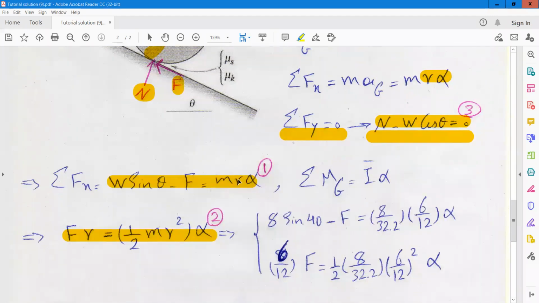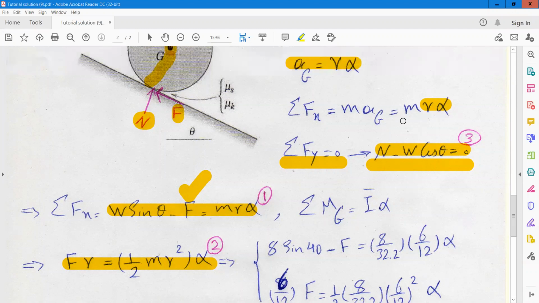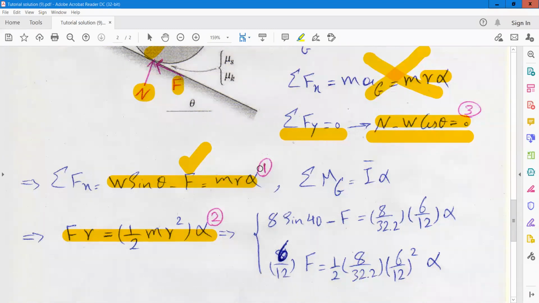In equation 1, the F is known because F is equal to mu K times N, but we cannot write that a_G is equal to R alpha. Here, we cannot use this term. We will have m a_G. And finally, in equations 1 and 2, we have two unknowns, but this time the unknowns are a_G and alpha. Then you can solve these two equations for the two unknowns a_G and alpha.